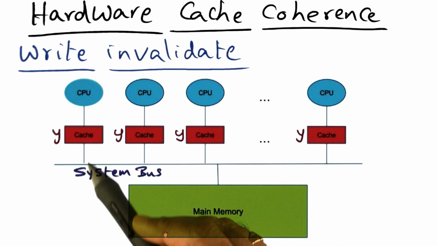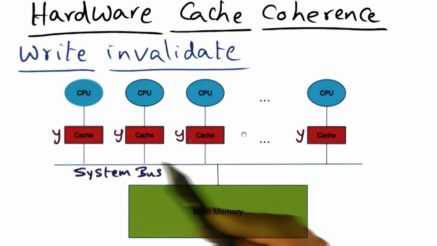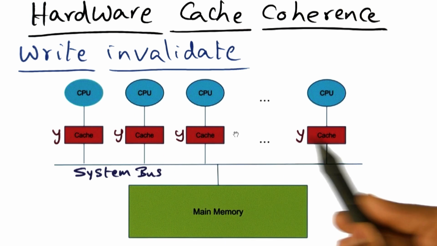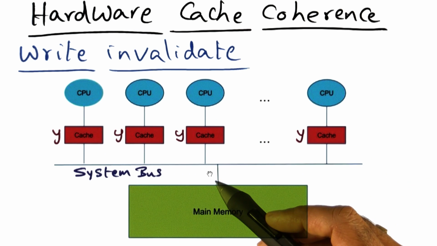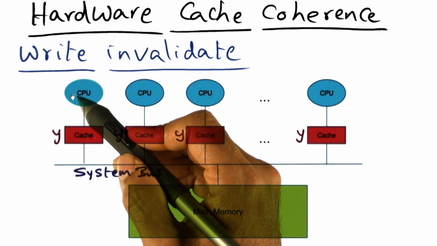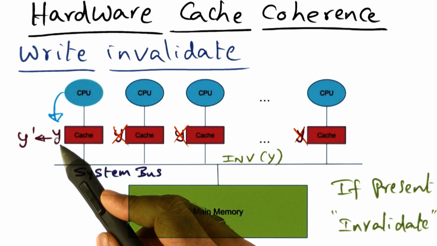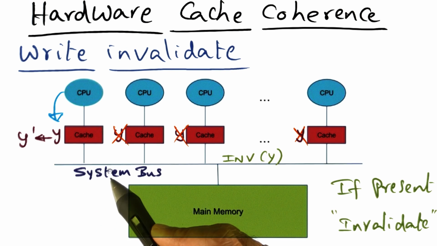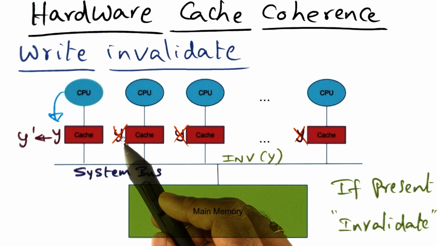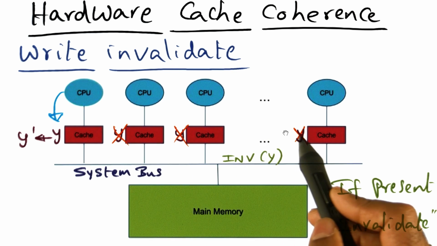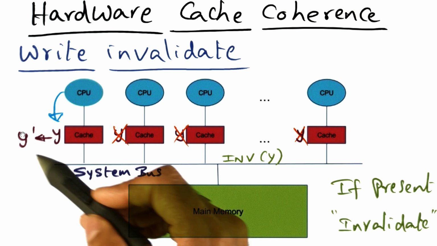And here the idea is, if a particular memory location Y is contained in all the caches, all these processors have fetched this particular memory location Y, and it's sitting in their private caches. And if now processor P1 decides to write to this particular memory location, it changes from Y to Y prime. When that happens, the hardware is going to ensure that all of these caches are invalidated.